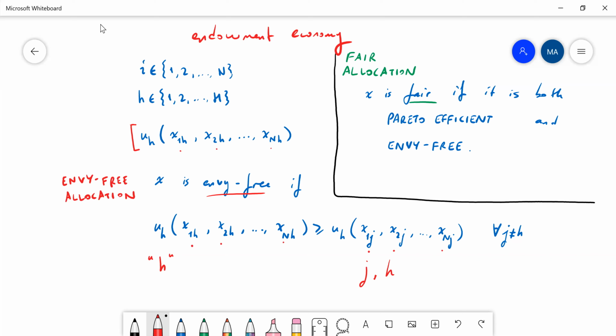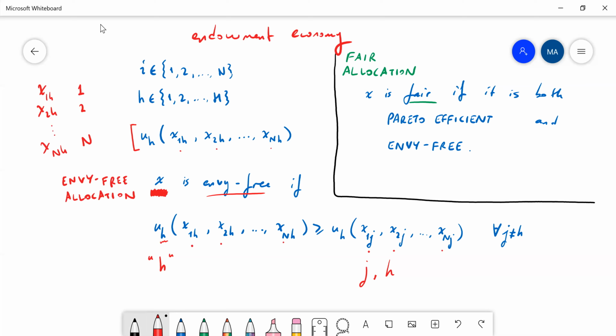So what does it mean? Let's say I am consumer H. Okay? Under some allocation X, this is the allocation that I am evaluating now. I'm trying to understand whether it is envy-free or not. For this allocation, I have X1H from the first good, X2H from the second good, that goes on, right? XNH from the nth good. Now, I obtain some utility from this by using my utility function, okay?